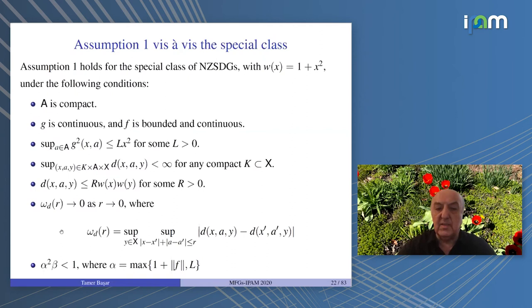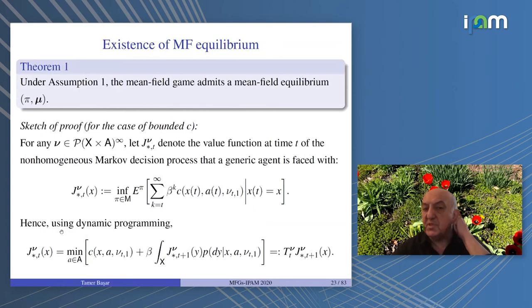And several other conditions. So under this assumption, the mean field game admits a mean field equilibrium. So that's the first basic result. What it involves, I will not go into the details. As I indicated, you have to look at this as a pair. You look at the measure on the policy space as well as on the state space, and the joint measure.